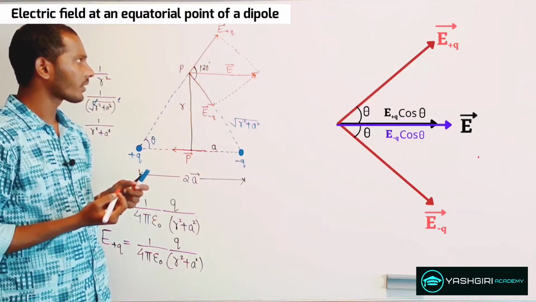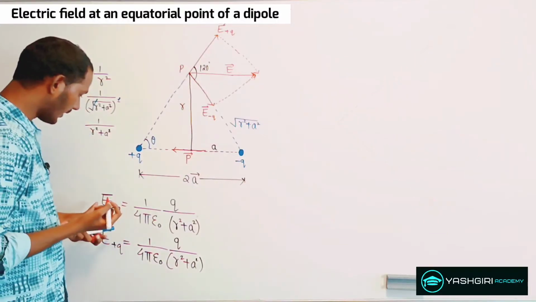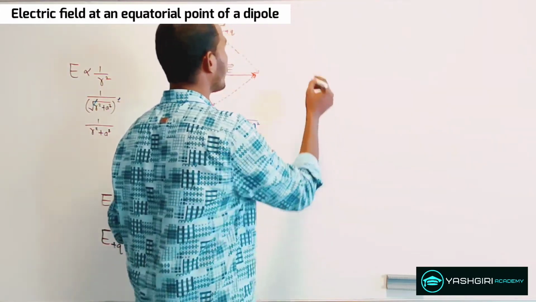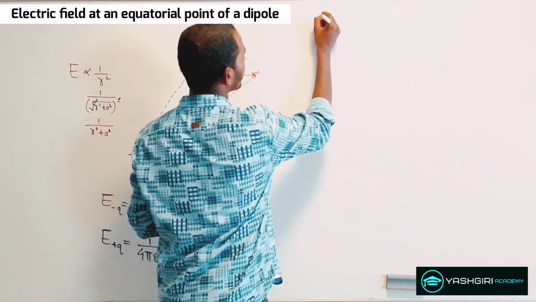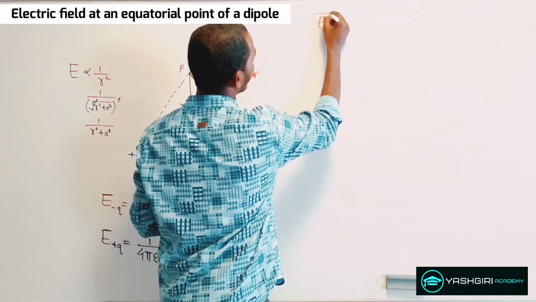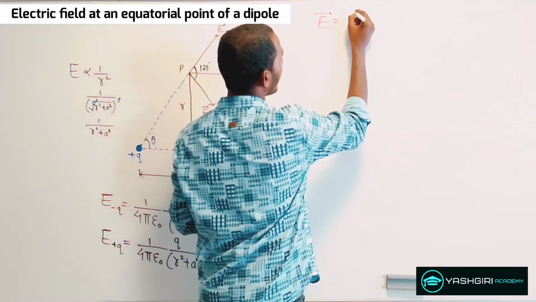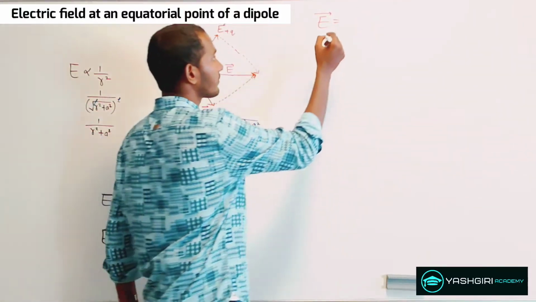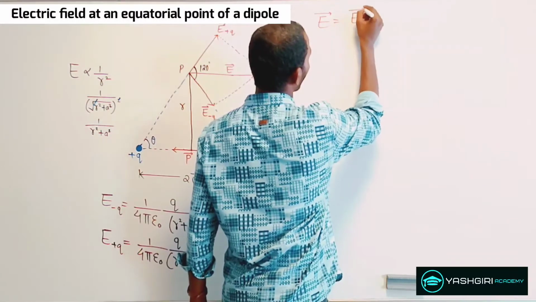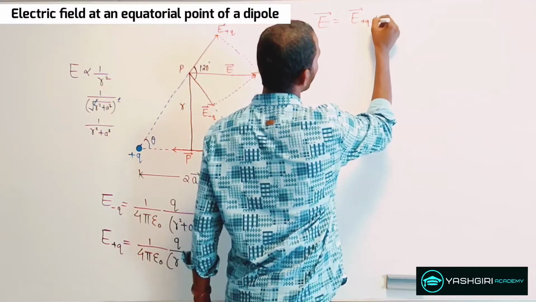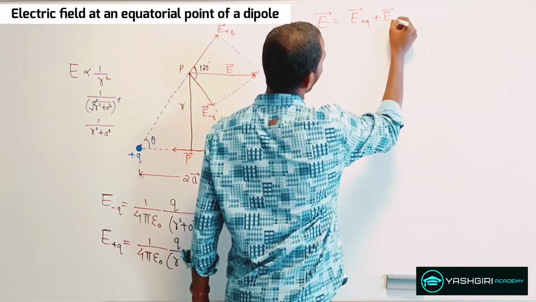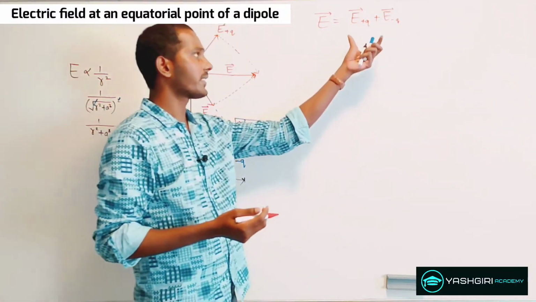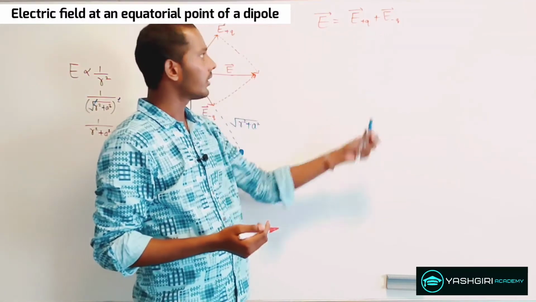Now here, if you see, we are interested in the magnitude of this. Alright, so to get the resultant electric field, say vector E, what I have to do is the addition of these two vectors, correct? Vector due to the positive charge plus vector due to the negative charge. All right. Now here we have seen how to add the two vectors.